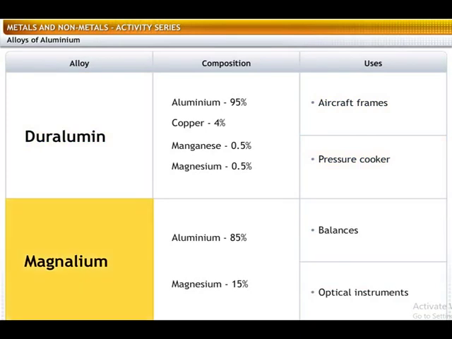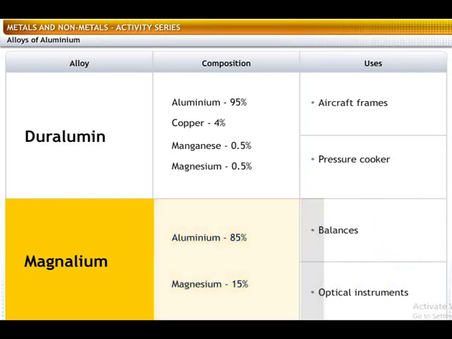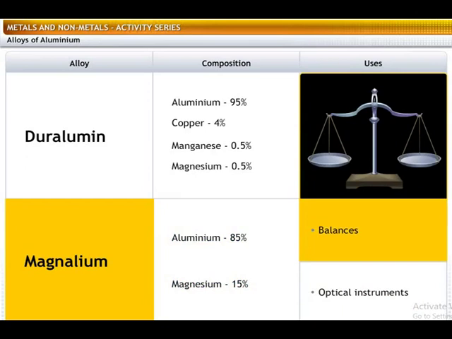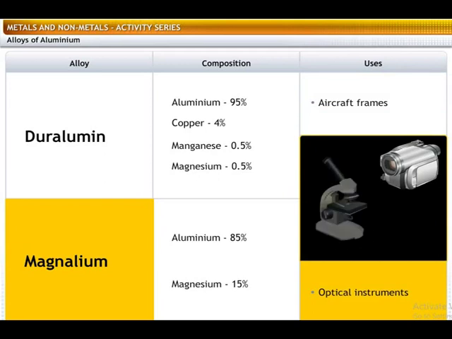Magnalium is an alloy of aluminium and magnesium. Although weak and soft in its elemental state, magnesium combines with aluminium to produce some alloys that are useful as engineering materials. Magnalium is composed of 85% of aluminium and 15% of magnesium. Magnalium is used in the making of balances because of its high structural strength and resistance to corrosion. It is also used in the making of optical instruments like cameras and microscopes due to its lightweight and resistance to corrosion.